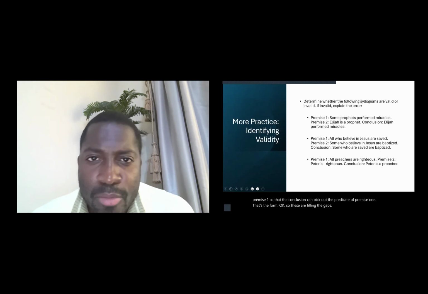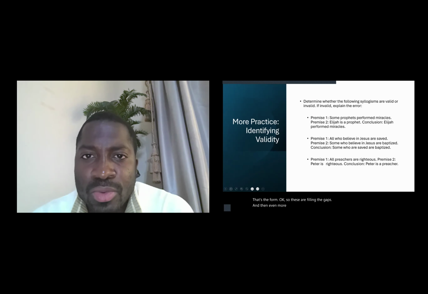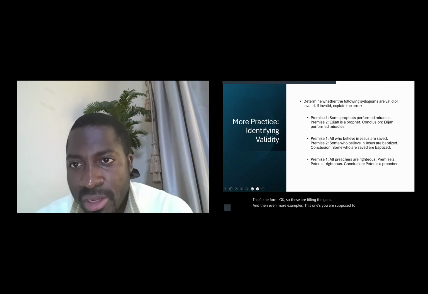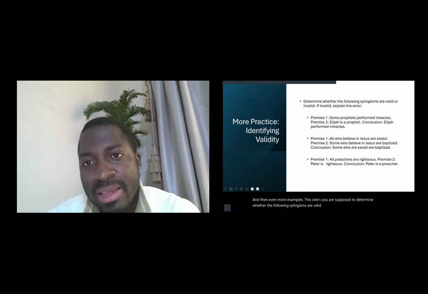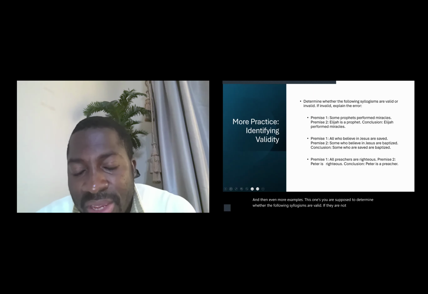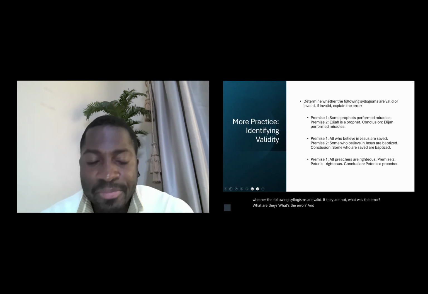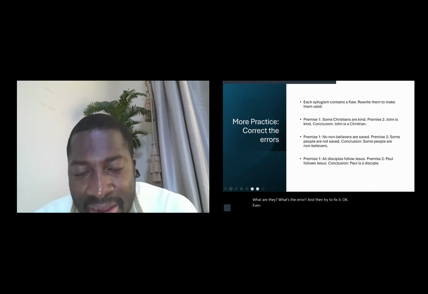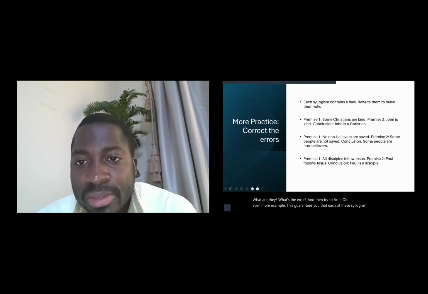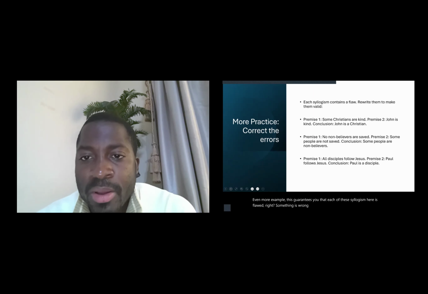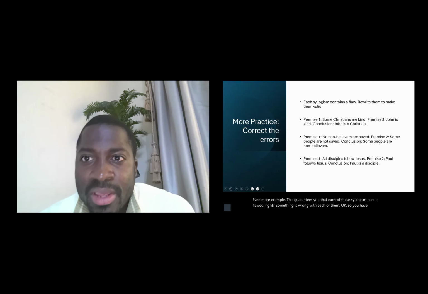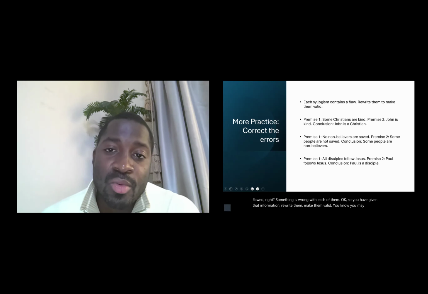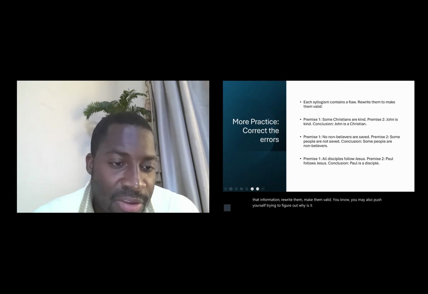So these are filling the gaps. And then even more examples. These ones, you are supposed to determine whether the following syllogisms are valid. If they are not, what's the error? And then try to fix it. Even more examples. This guarantees you that each of these syllogisms here is flawed. Something is wrong with each of them. So you have been given that information, rewrite them, make them valid. You may also push yourself, try to figure out why it is wrong, and then fix it.